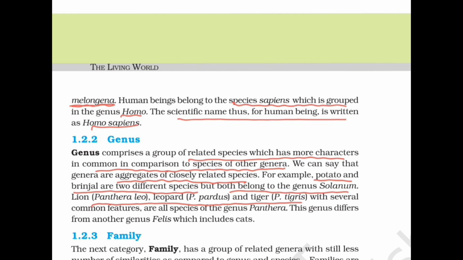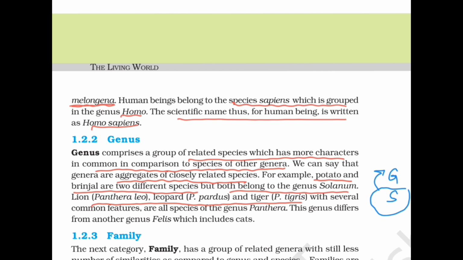So basically what I'm going to sum up is genus means related species, because species is at the bottom of the pyramid, remember, and above species is genus. So a group of related species comprises a genus. Genus comprises a group of related species which has more characters in common in comparison to species of other genera. We can say that genera are aggregates of closely related species.